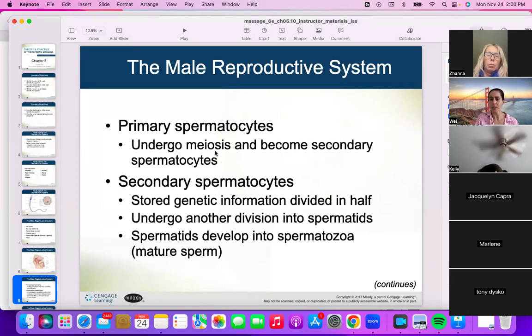Our cells have 46 chromosomes, which will be cut in half to 23. Then we move on to the secondary phase of the spermatocytes, where they store the genetic information and that divides in half. They undergo another division to develop into what we call a sperm. So what you understand from this is there are two phases that undergo meiosis for the spermatocyte to become mature sperm.